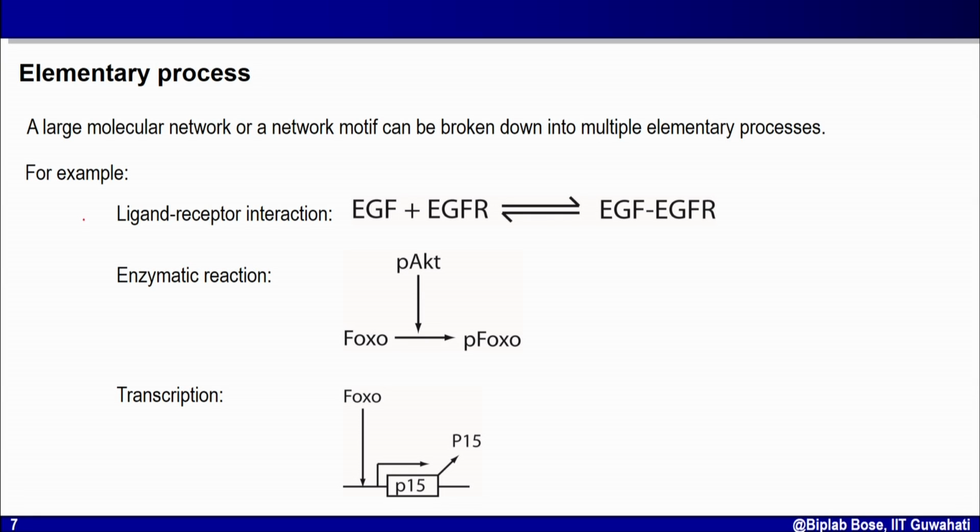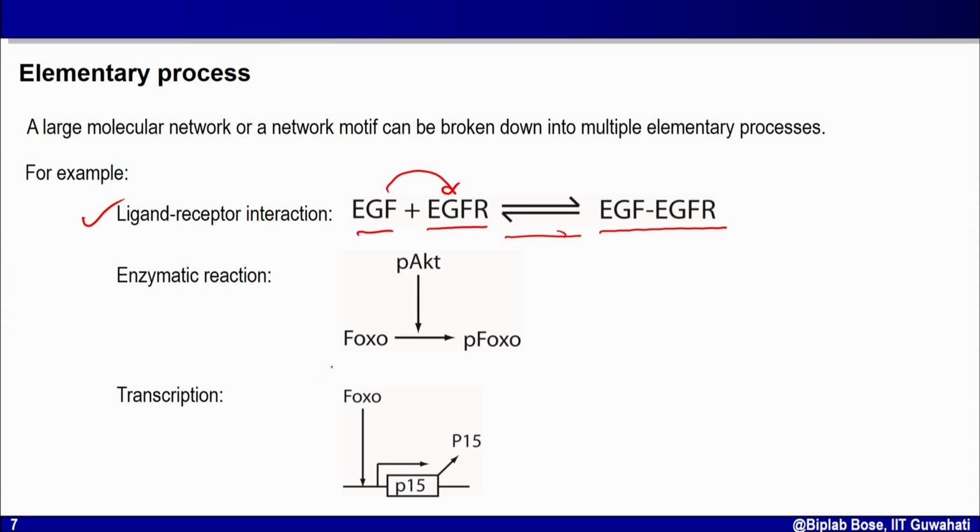Let us take a few examples of elementary processes. For example, ligand receptor interaction. On the cell surface, you have EGFR, the receptor for EGF, epidermal growth factor. So an EGF molecule comes and binds to the receptor EGFR and forms a complex, EGF-EGFR, and this complex is autocatalytically activated and some other things are activated downstream. So this binding process, the binding of ligand to the receptor, is an elementary process.